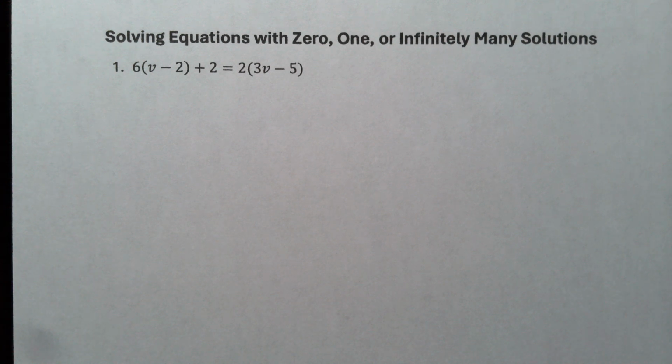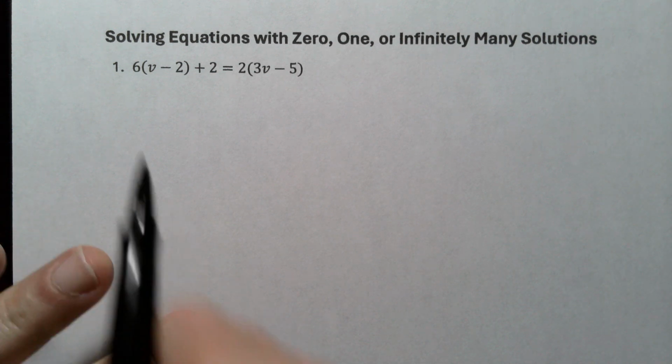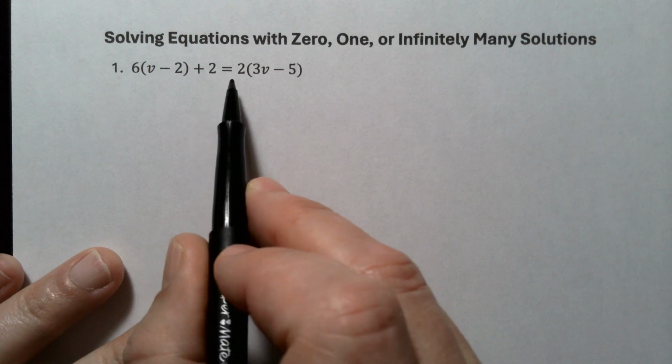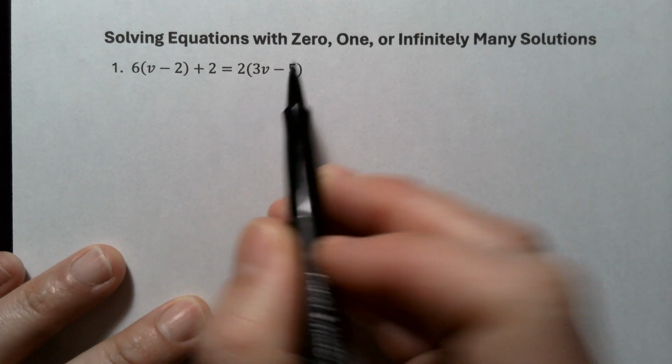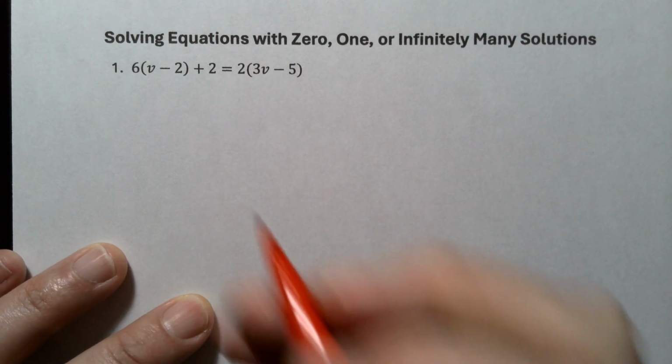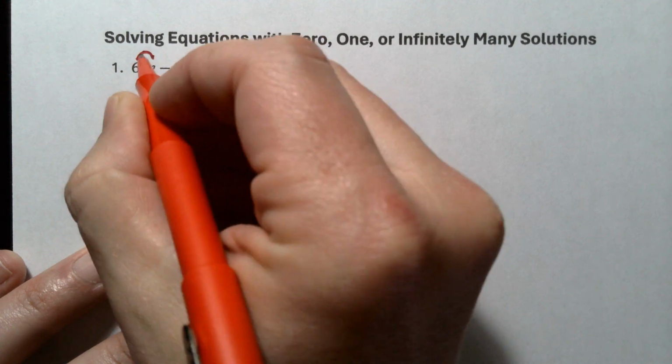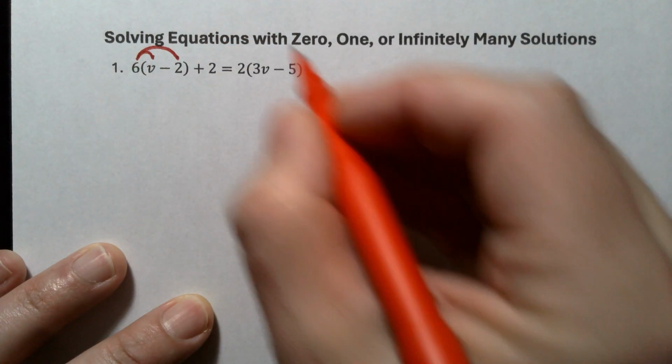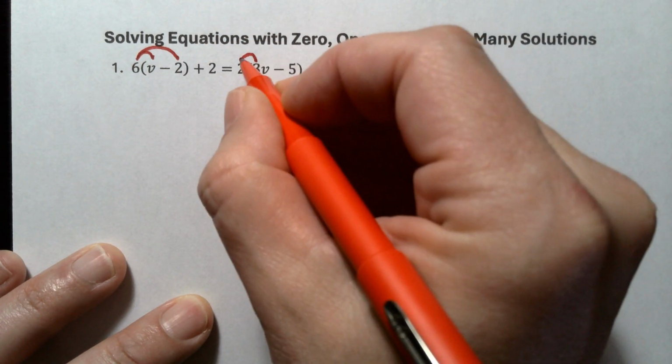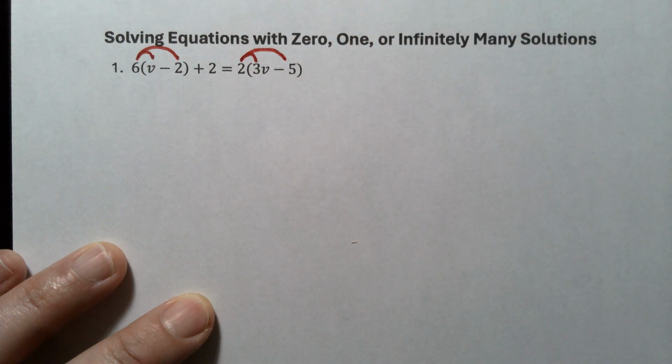In this video, we'll be solving equations that have 0, 1, or infinitely many solutions. Okay, so our first one, we've got 6 times (v minus 2) plus 2 equals 2 times (3v minus 5). So I want to first take this 6 here and distribute it there. And I also want to take this 2 and distribute it to that parentheses.